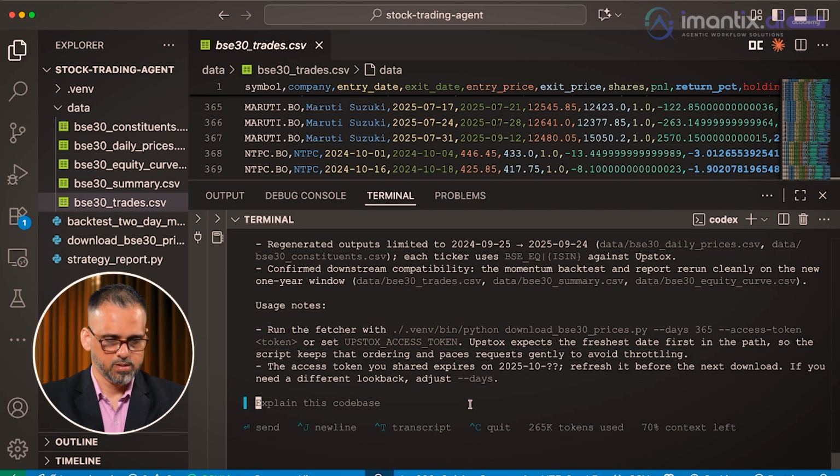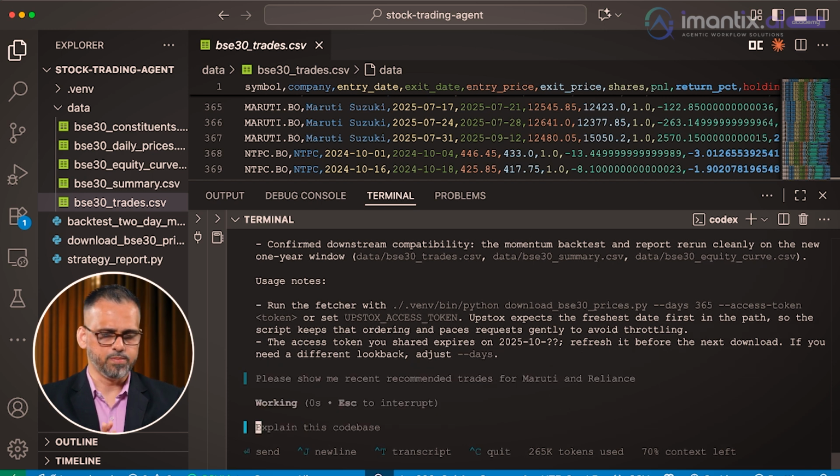Whether, please show me the trades for, show me recent trades, recent recommended trades for Maruti and Reliance. So we just check these two companies only. Let's see what kind of trades it recommends.